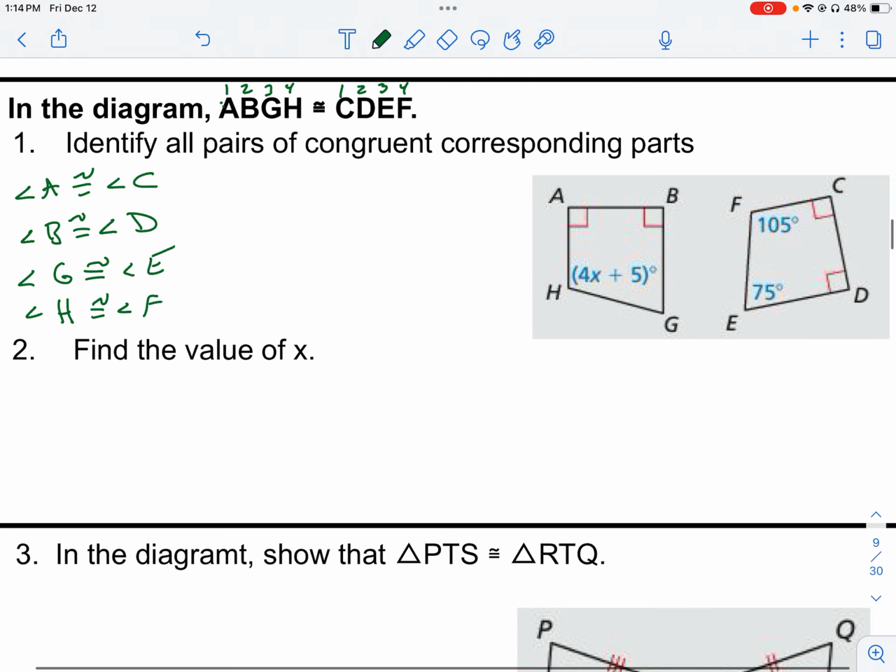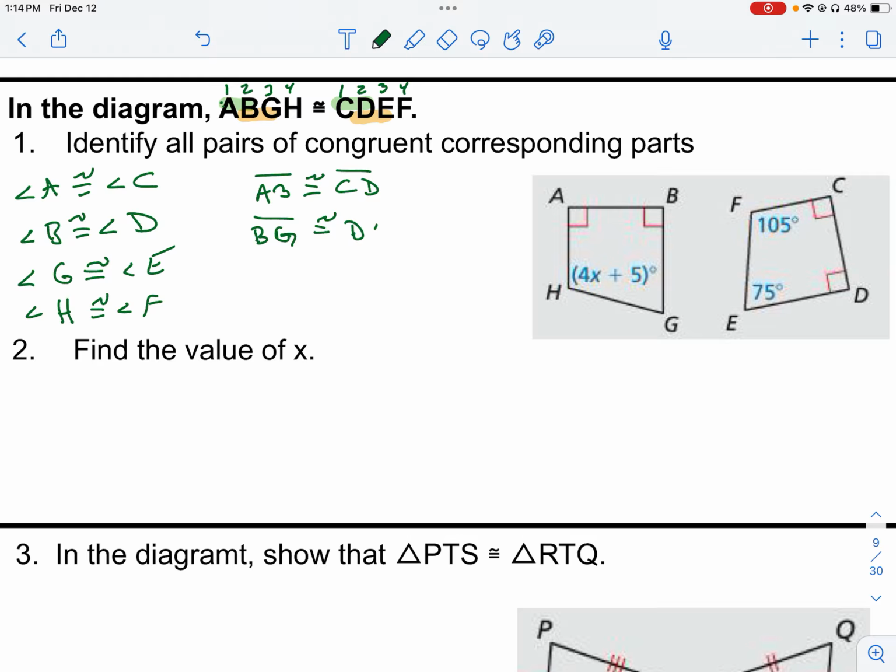Let's list the corresponding sides. So AB with CD. Side AB is congruent to side CD. BG with DE. Side BG is congruent to side DE.